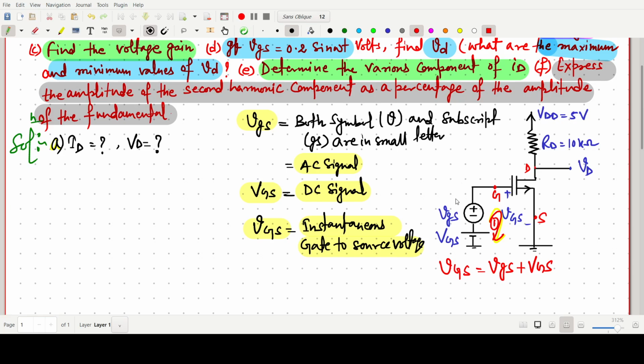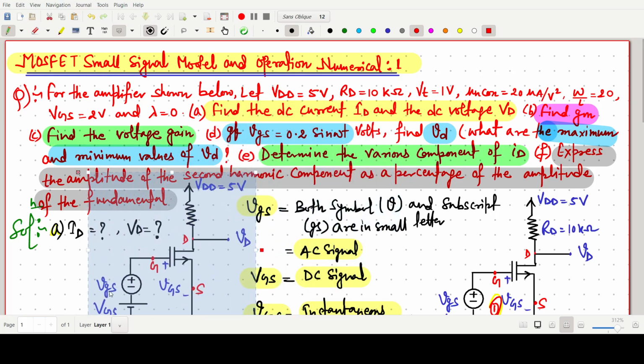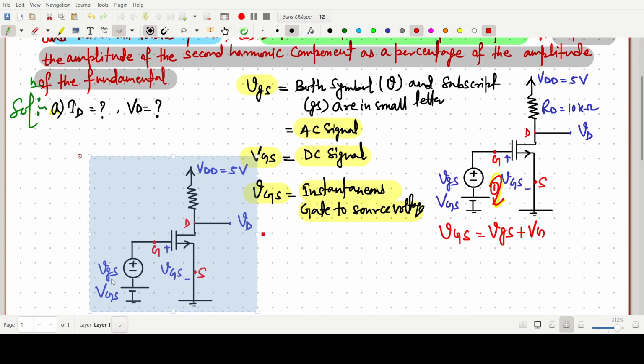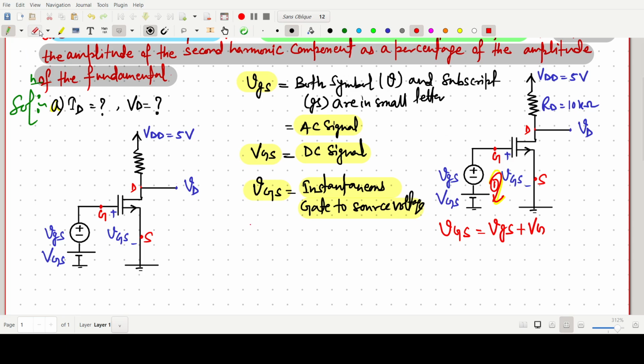So this one is the circuit. Basically we have to go for the DC analysis. So I'm redrawing the same circuit. For the DC analysis, we have to short the AC signal, so directly we are just putting only the DC gate to source voltage.